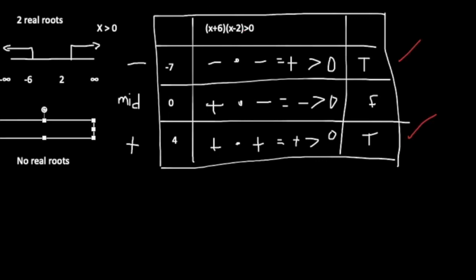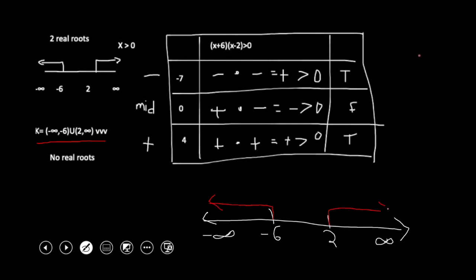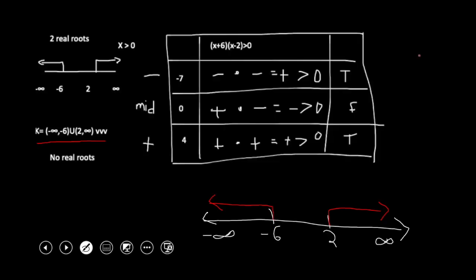Now you have that k is equal to negative infinity up to negative 6 union 2 to infinity. So, if these are the values of k, that will give us two real roots. The graph would look something like this. Because as you can see, it crosses the x-axis 2 times, meaning that it has two real roots.